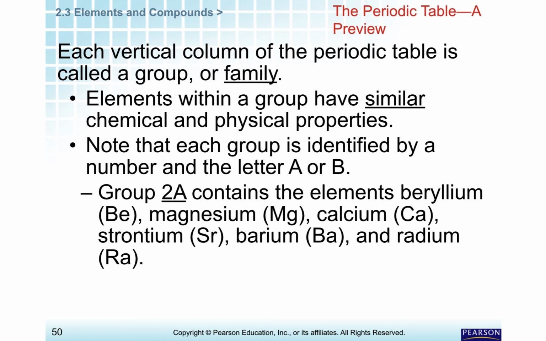Each vertical column is called a group or a family. Elements within a group have similar chemical and physical properties. Note that each group is identified by a number and the letter A or B. Group 2A contains the elements beryllium, magnesium, calcium, strontium, barium, and radium.